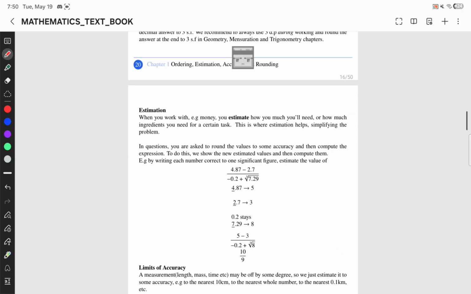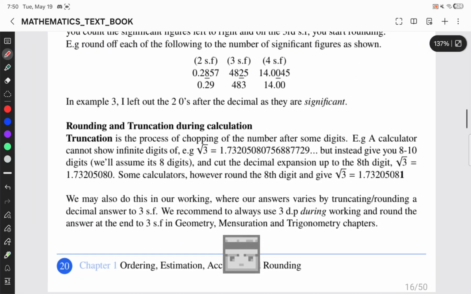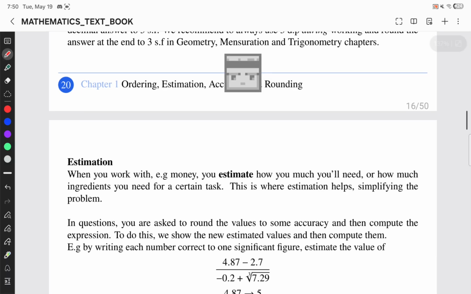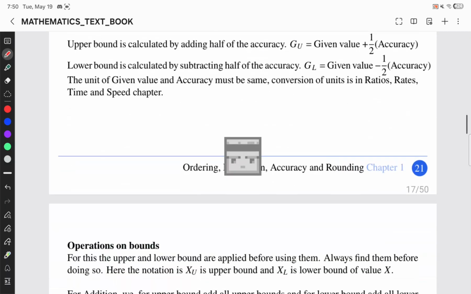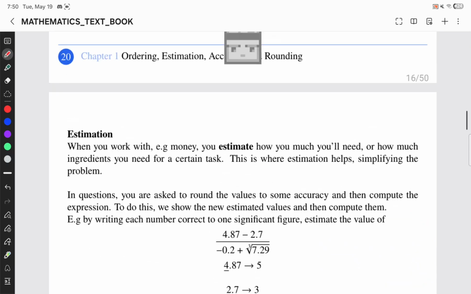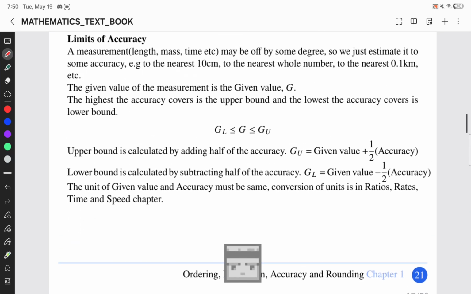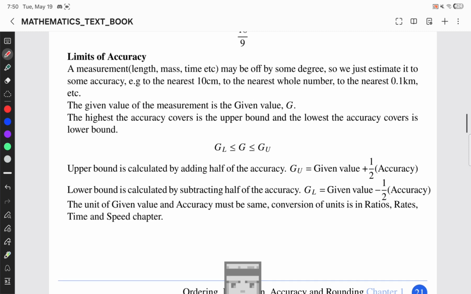I'm going quick because I do not want to spend so much time teaching, and so estimation, blah blah blah, limits of accuracy. Finally, okay, you may have skipped this part using the chapters below. A measurement may be off by some degree. It is estimated to some degree, yes, to some accuracy. Example, nearest 10 centimeters, nearest 10, nearest whole, nearest 0.1, etc.